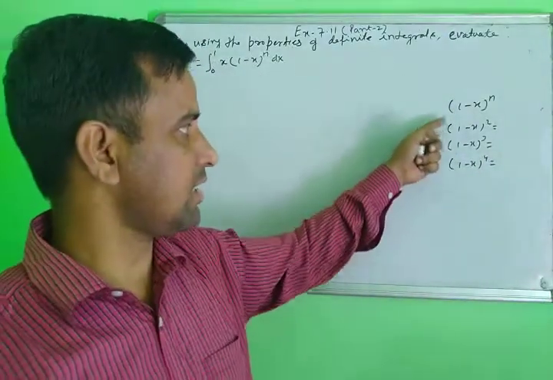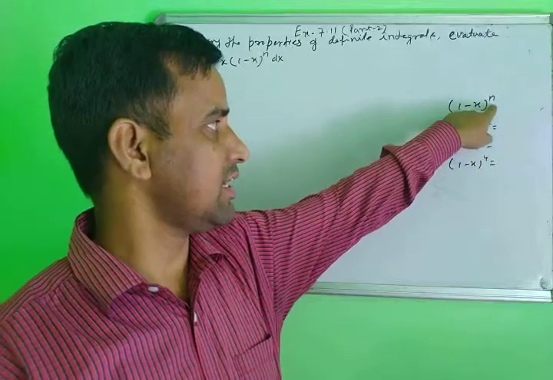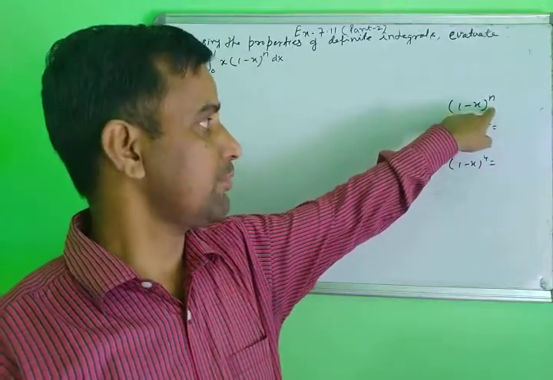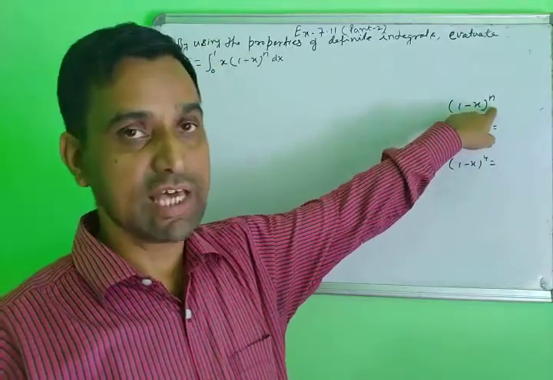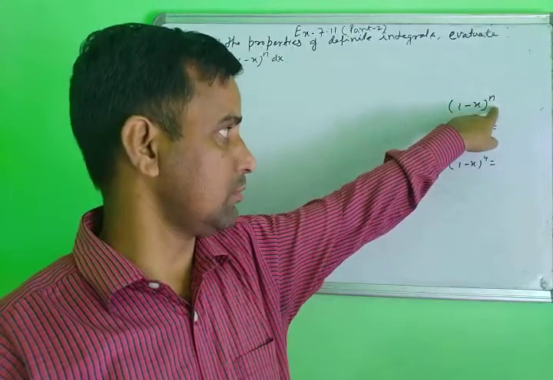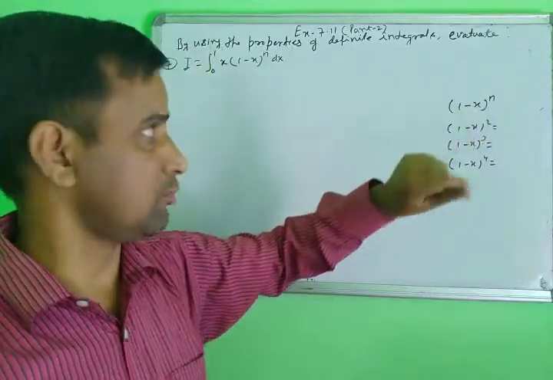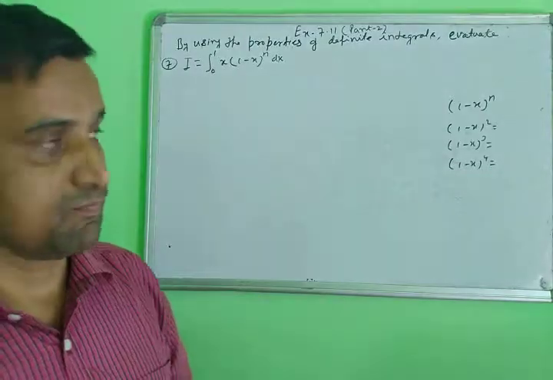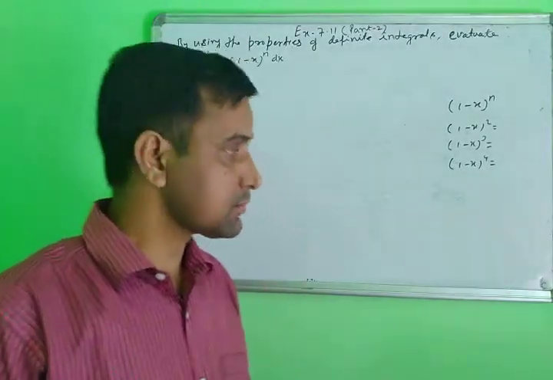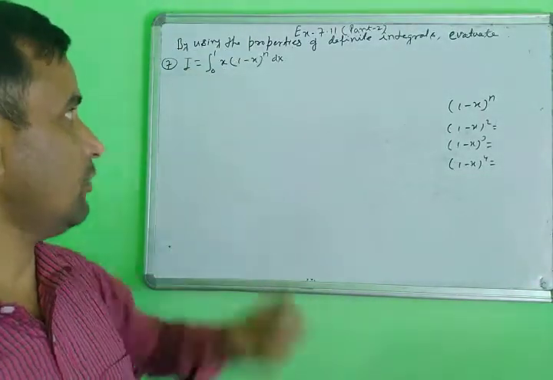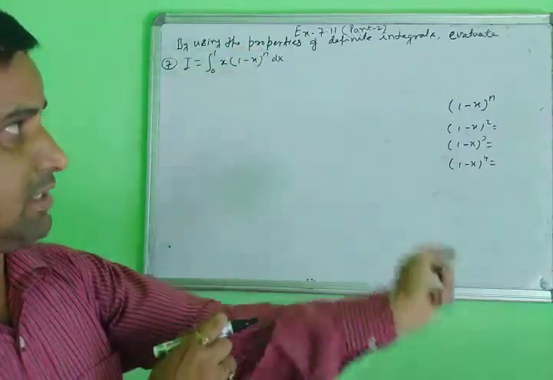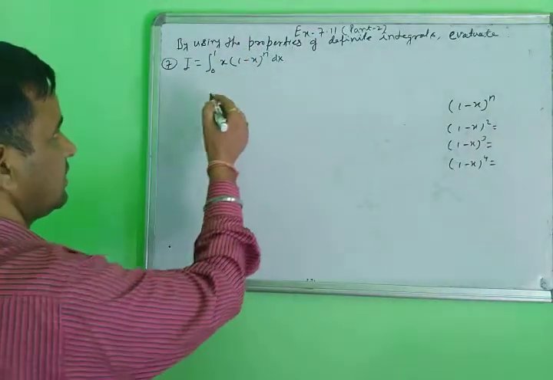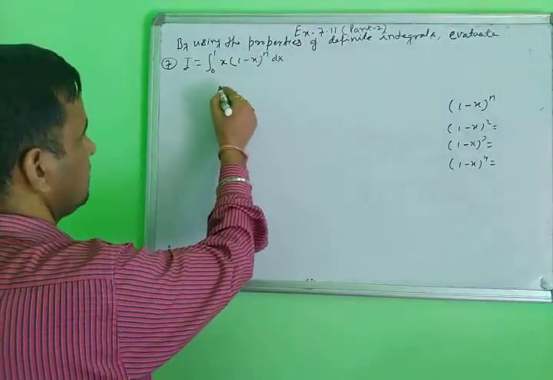Here no identity is possible. Suppose you expand it with the help of the binomial theorem, then integration is not possible. So how to solve it? Then you will use the property of definite integrals. Now start with the property of definite integrals.